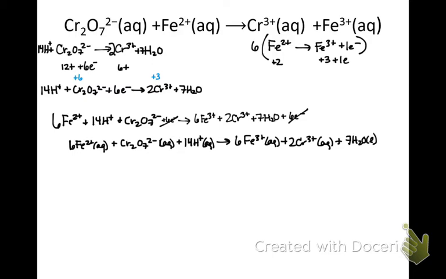Alrighty, and so if we look at this balanced reaction, we'll see that we've got 6 iron atoms on each side. We've got 2 chromiums on each side. We've got 7 oxygens on each side. We've got 14 hydrogens on each side. Our total charge on the left side is 12 plus 14 H plus minus 2, which is 24 pluses. And then on the product side, that's 18 plus 6, which is 24 pluses. This reaction is balanced.